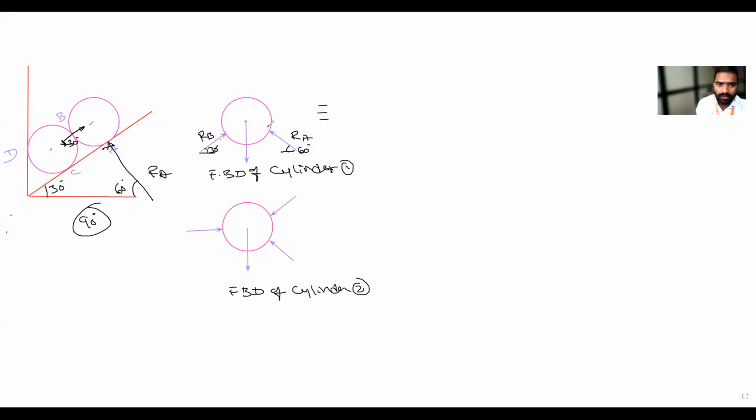When I resolve this free body, how will I write? RB is going in this direction. RB is going in this direction. RA is going towards the left side.